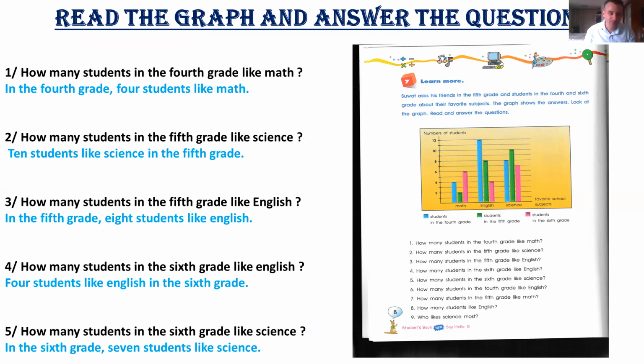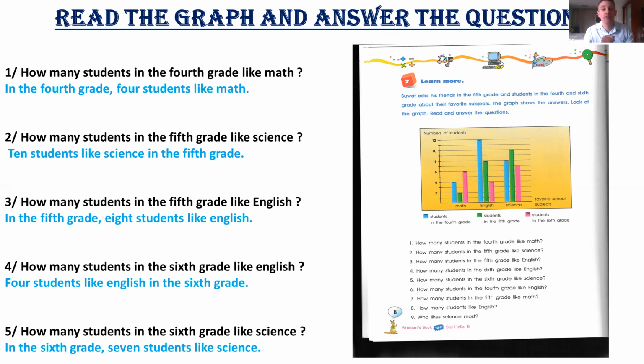Number 2, how many students in the 5th grade like science? 10 students like science in the 5th grade. Okay. Number 3, how many students in the 5th grade like English? In the 5th grade, 8 students like English.